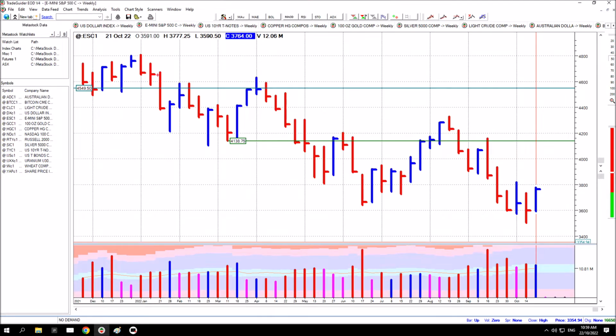The next chart is the E-mini S&P. This is the S&P 500 index futures. The more recent lows are here, around the 3,600. The previous low is a bit further back at this level. US dollar index was lower this week, which allowed this market to push higher.